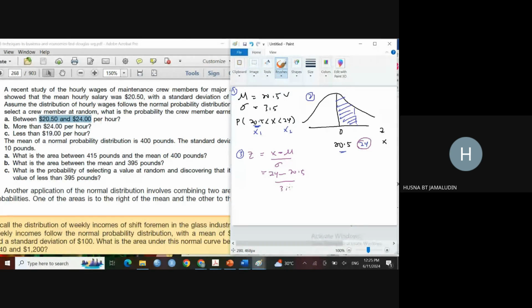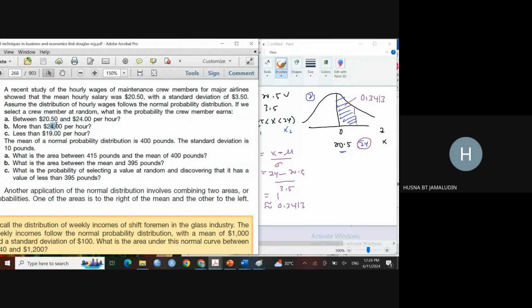Okay, so can you help me to find this? 24 minus 20.5 divided by 3.5. What will you get? Anyone? 1. Thank you. This one is not final. This is just your z value, right? So you have to convert by looking at your z table. You will get 0.3413. So this is the probability of 0.3413. You got the first answer.